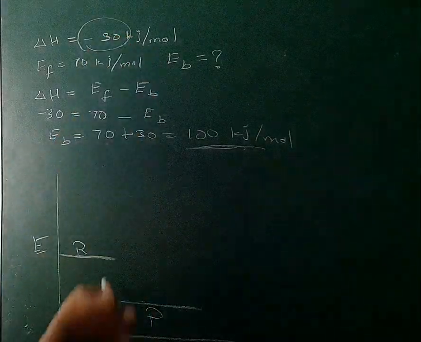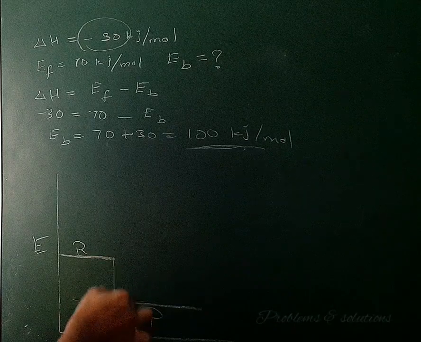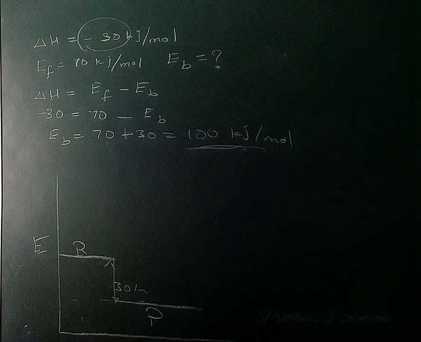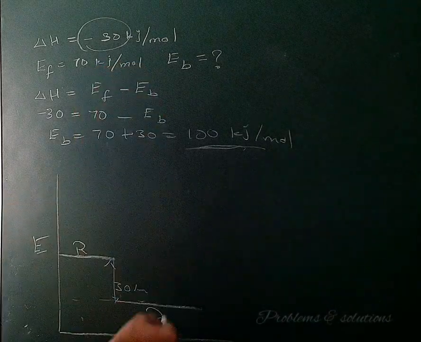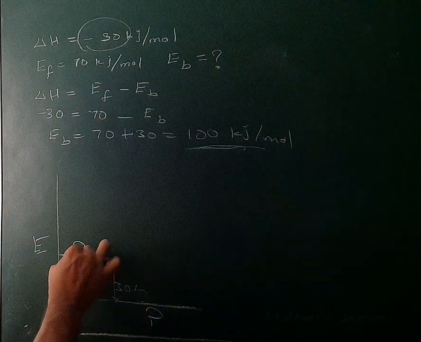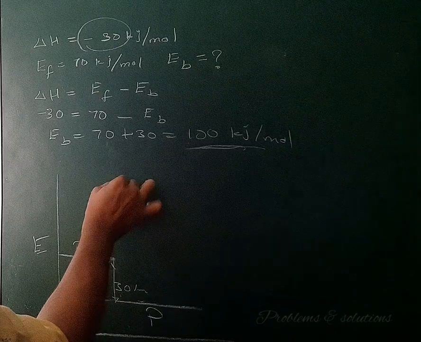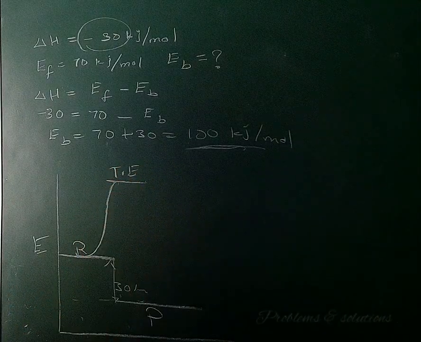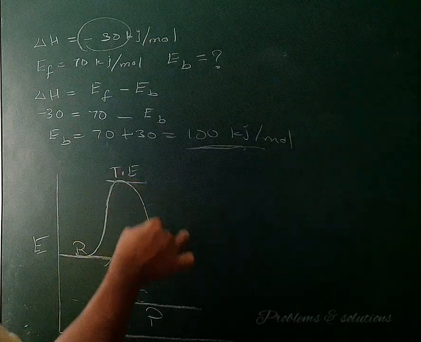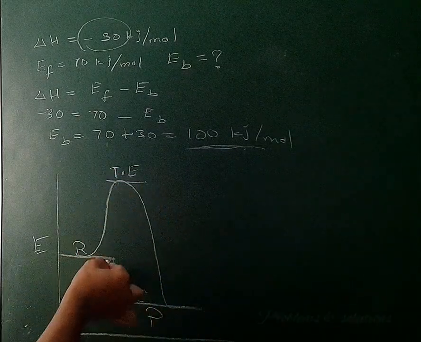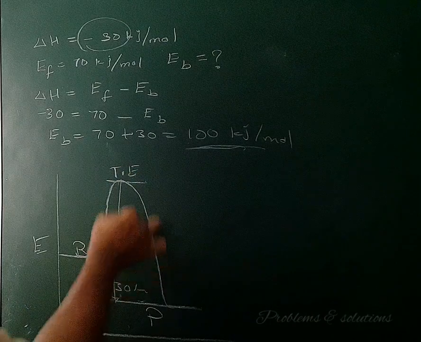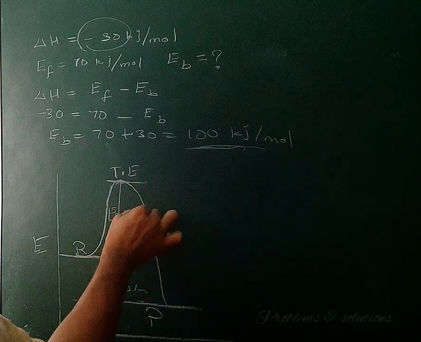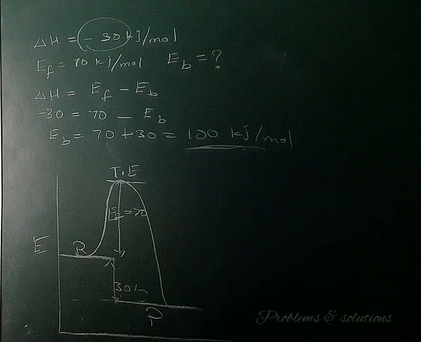According to the question, the difference between these two is 30 kilojoules. While forming products, the reactants have to gain some energy to reach the threshold energy. In order to form products, they have to gain some energy. That energy is nothing but the activation energy of the forward reaction, that is 70 kilojoules per mole.